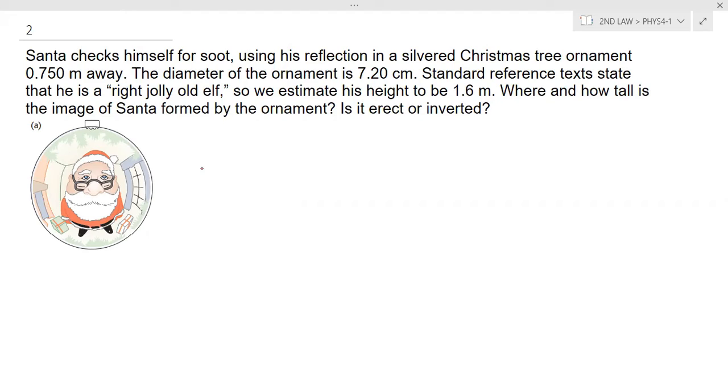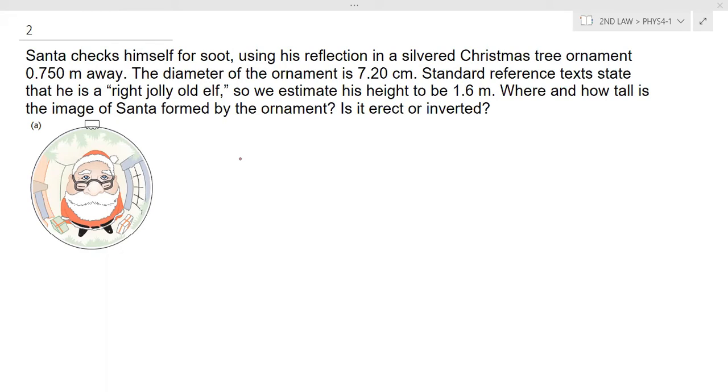Here you can see the figure that illustrates our problem. What we are going to look for is the distance at which the image of Santa is formed by the ornament, and also the image height, and we are going to determine if it is erect or inverted.